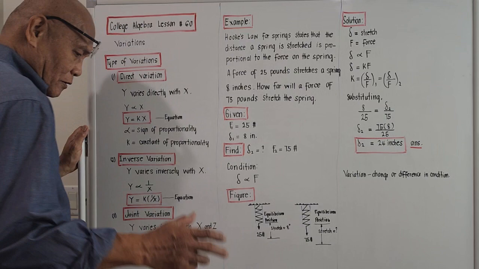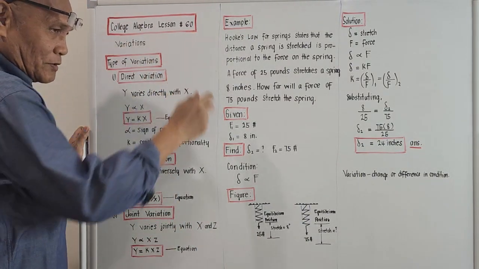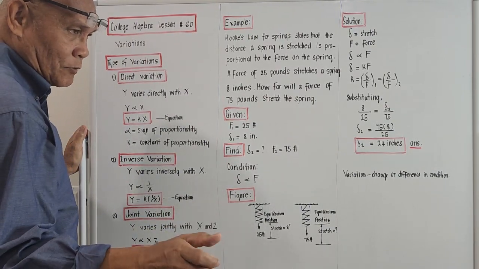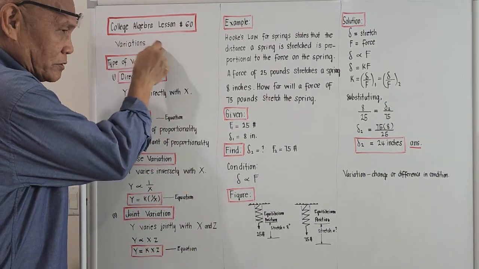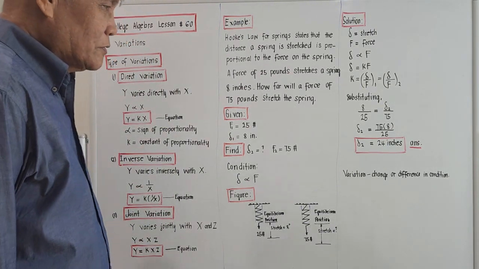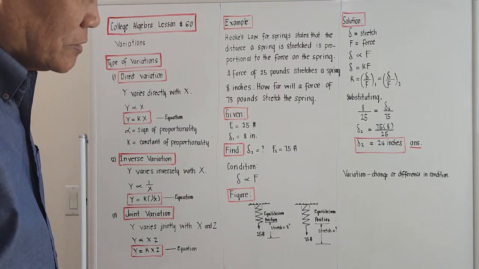My topic for tonight will be college algebra, and this will now be lesson number 60. We are running smooth, and the title of the topic for tonight will be variations. What are variations? Variations are change or difference in a condition.